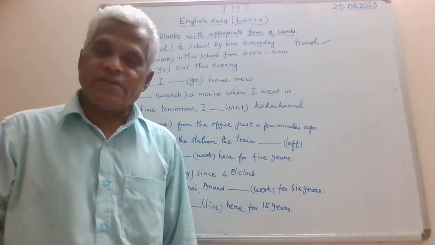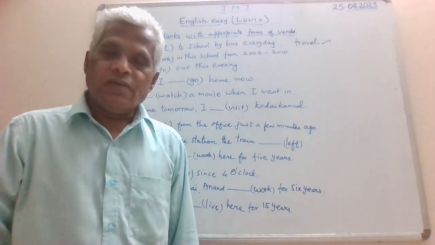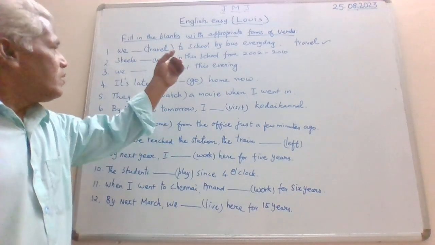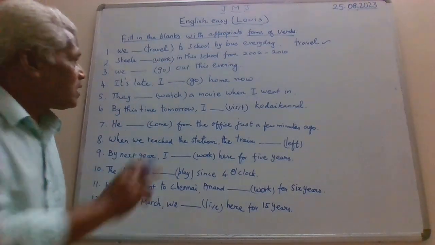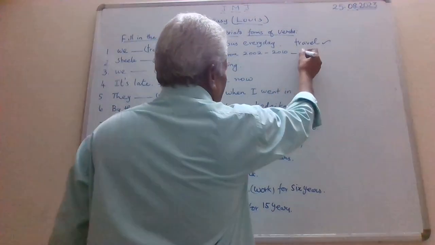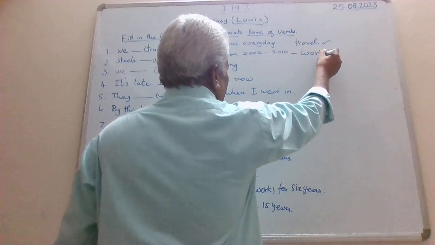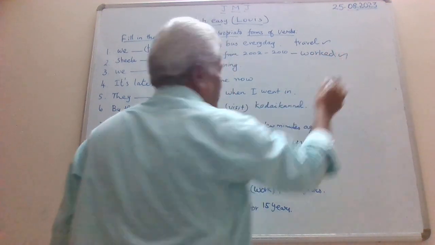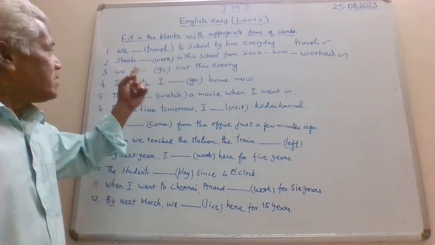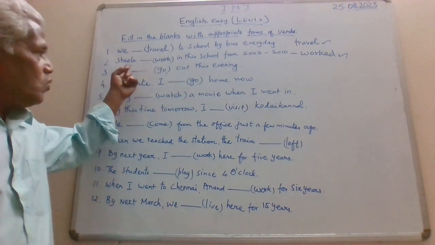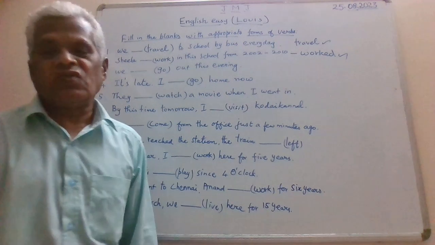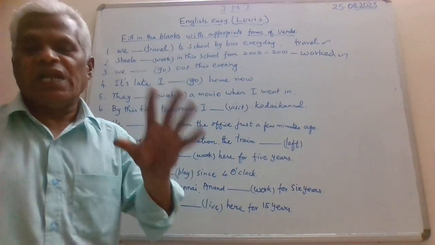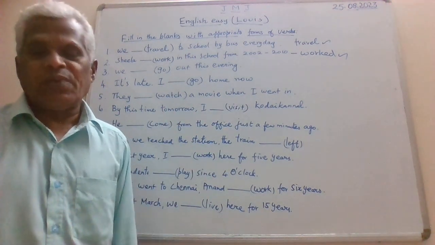Simple past tense. Past tense of the verb that is given here. So what is the past tense of the verb work? It is worked. Okay? Worked. So that is the answer. So how can you read the sentence now? Sheila worked in the school from 2002 to 2010. So she worked there for 8 years. So this is over, completed.